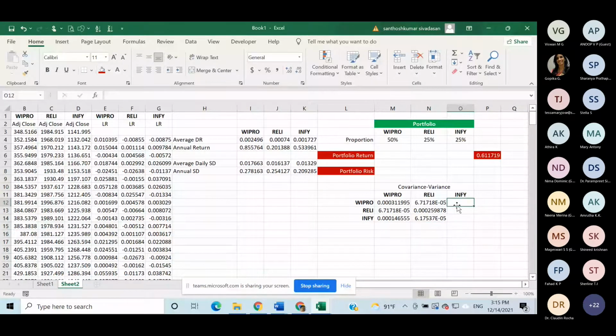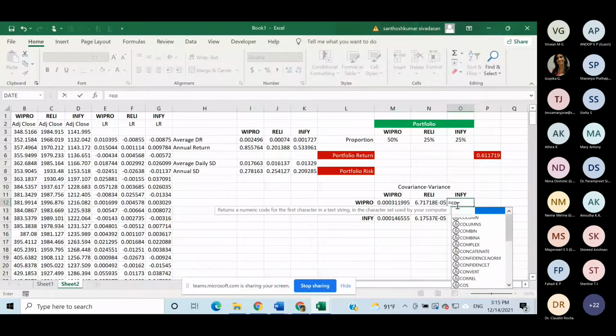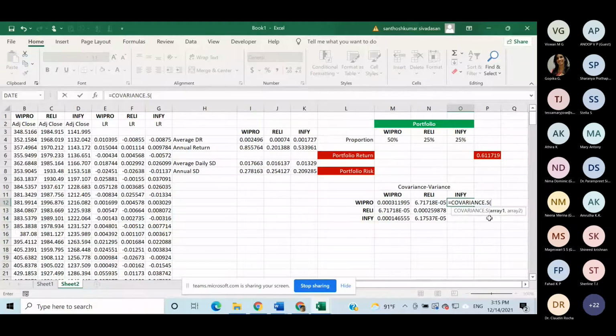So here it is covariance between, tell me, Infosys and Wipro, right? Hello? Yes, sir. Yes, sir. We are following, sir. Are you following? Yes, sir. Okay, we have just 10 minutes more, right? Yes, sir. May I continue? Sure, sir.